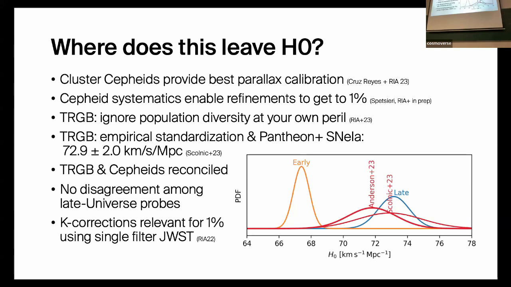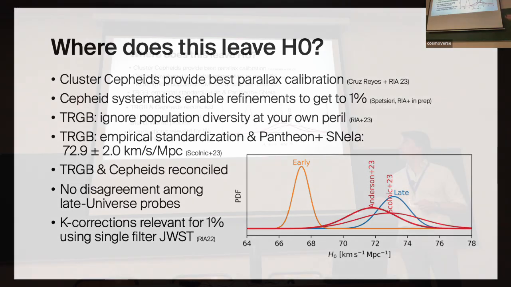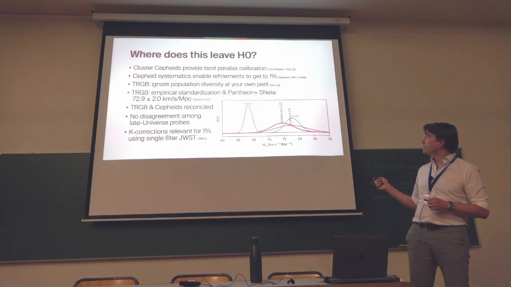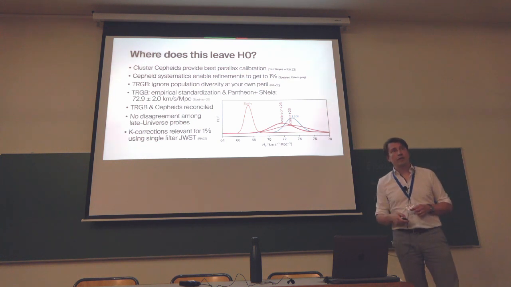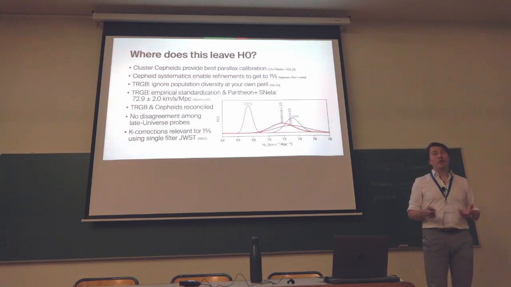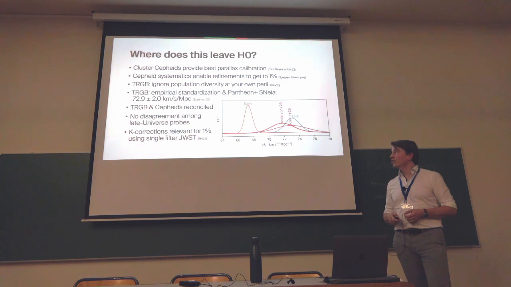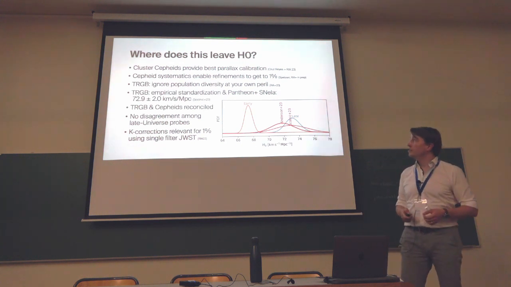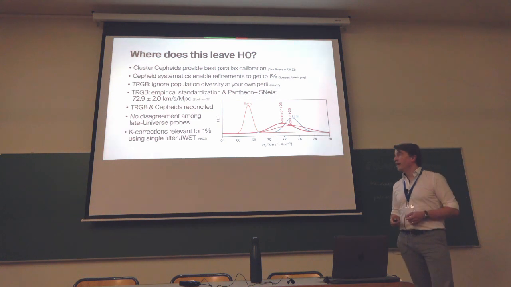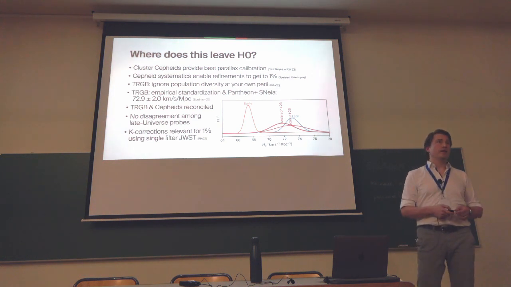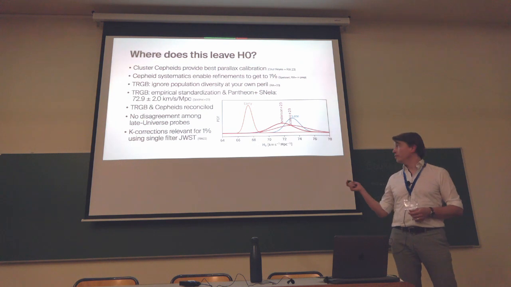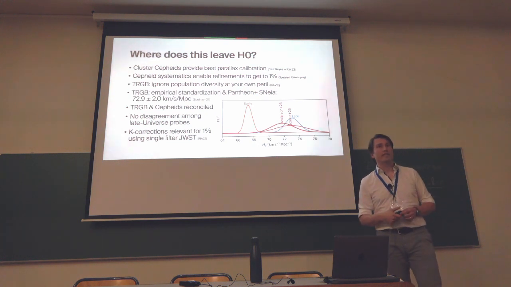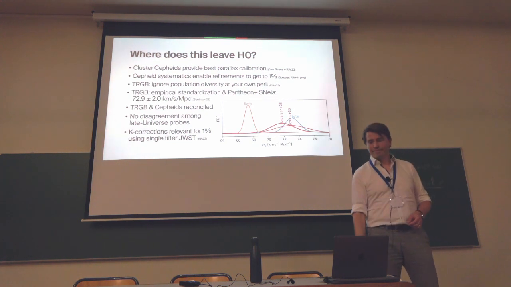Once the empirical standardization of the tip contrast ratio and the type 1a supernova treatment is done consistently, you get to a value of the Hubble constant that is fully consistent with the Cepheids in the late universe. And so I would really say that there is not currently any disagreement between late universe probes of the Hubble constant, and the TRGB and the Cepheids are reconciled. And those interested in using that method in the future should also be worried about K corrections at the level of 1%. Thanks very much.